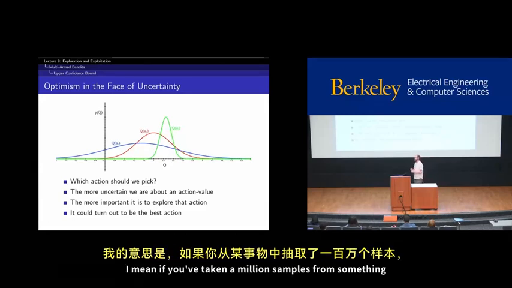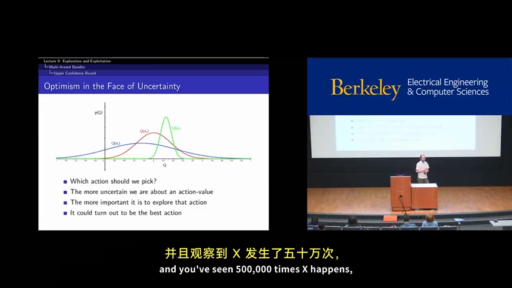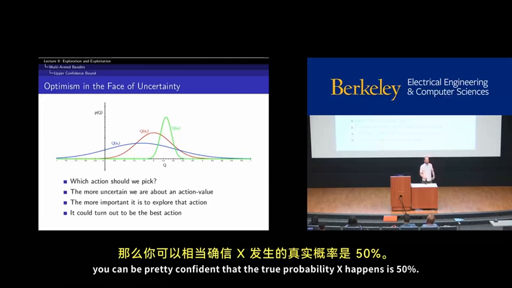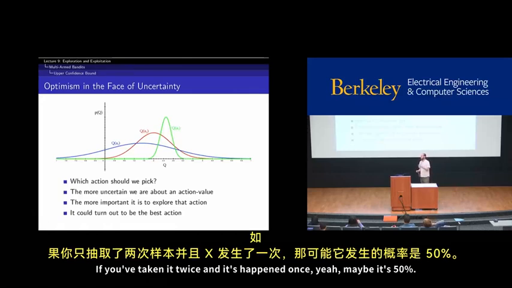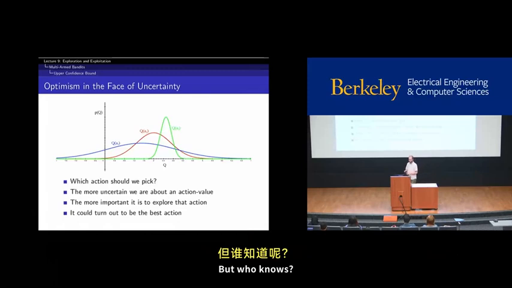I mean, if you've taken 1 million samples from something and you've seen 500,000 times, X happens, you can be pretty confident that the true probability X happens is 50%. If you've taken it twice and it's happened once, yeah, maybe it's 50%, but who knows really.